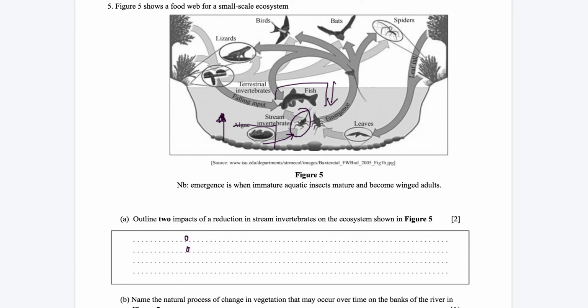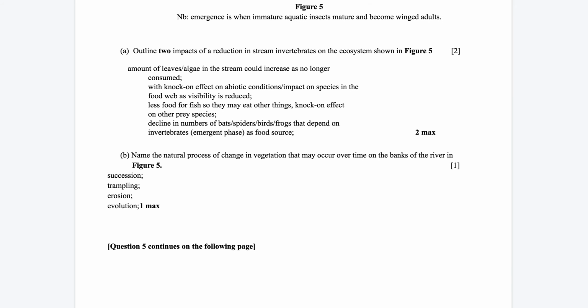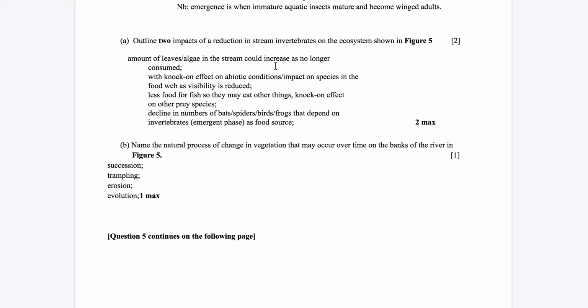Let's see what the mark scheme says for this question. Okay, so the amount of algae can increase, with a knock-on effect on abiotic conditions. So of course we know about eutrophication. The algae could then overpopulate the lake. Less food for fish, so they may eat other things, and that would have an effect on the rest of the food web. Other things that depend on the invertebrates in their emergent phase.